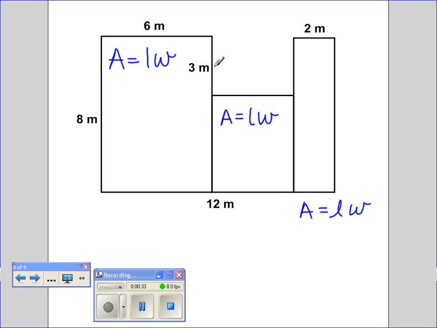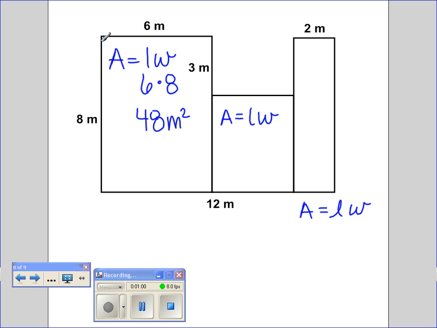Okay, now for the big rectangle, I think that'll be the easiest because we don't have to figure out what any sides are. What's the length of the big rectangle? 6. And what's the width of the big rectangle? 8. 6 times 8 is 48 what? Meters squared. That's the big one. We're done with that one. Okay. Now let's go on to this littler one.